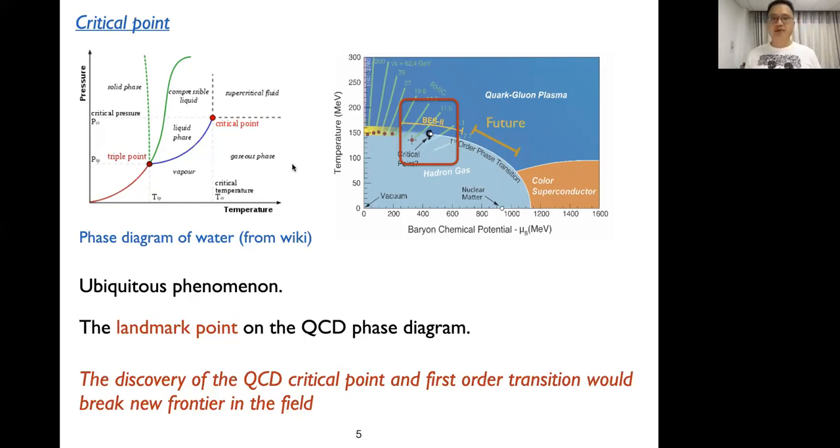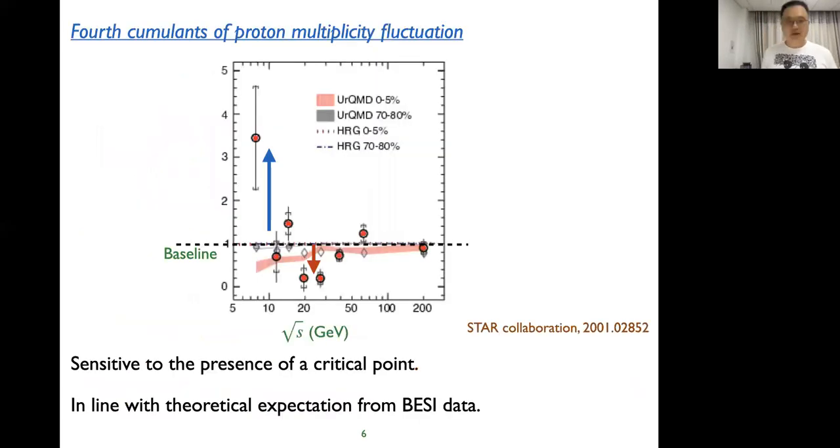This program is called the beam energy scan, because by changing the beam energies, you are trying to scan these phase diagrams. So let me try to summarize the current status of the search for the critical point.